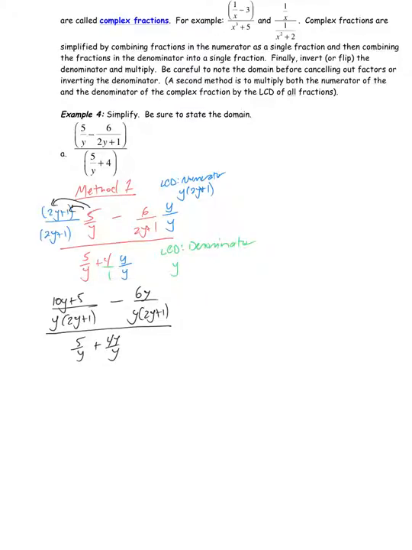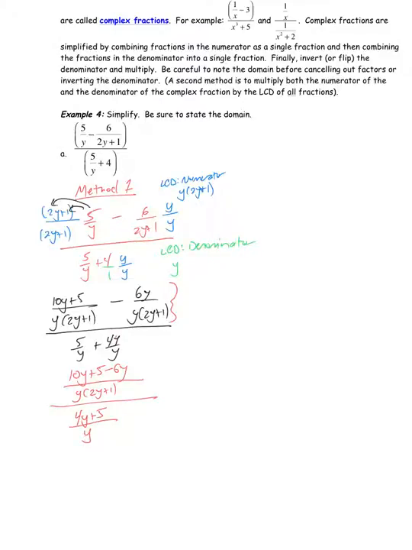Let's focus on the numerator again. So now we have a common denominator in the numerator, so we're focusing on this part. So we're going to have 10y plus 5 minus 6y. So I'll write that out, 10y plus 5 minus 6y over y times 2y plus 1. And in the denominator, we have 5 plus 4y. So that's going to become, I'm going to write it as 4y plus 5 over y.